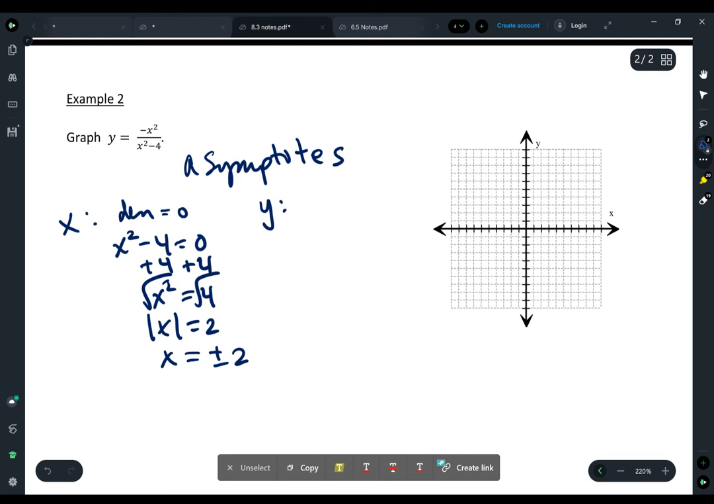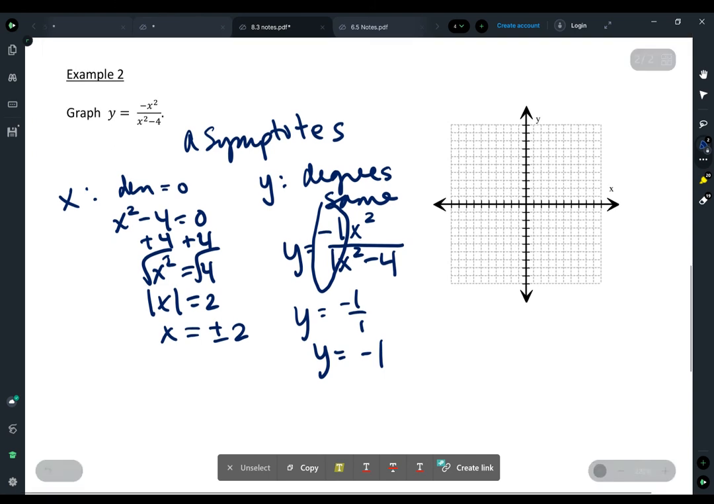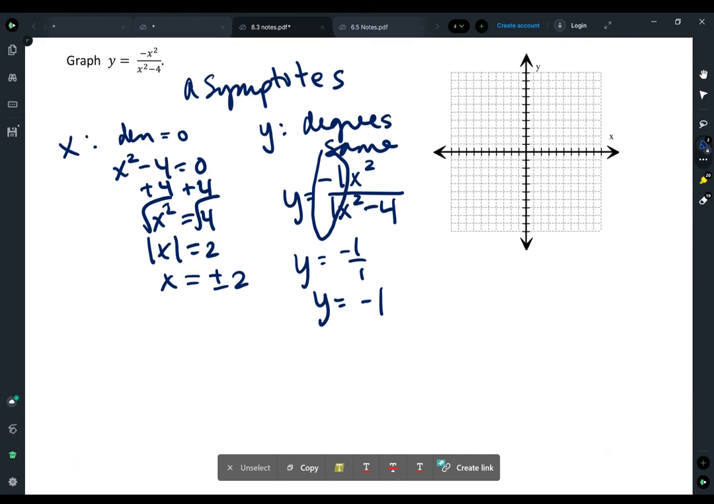For my y asymptote, I need to look at the degrees, and my degrees are the same. So when my degrees are the same, I know I make a fraction out of the coefficients. So remember, I have a negative 1x squared. Normally, I wouldn't write all of this out, but we're doing notes, so we want to have something to look back on later. And then I'm going to make a big show of circling those leading coefficients and writing y equals negative 1 over 1, which means y equals negative 1. So I always want my notes to be useful later on. I want to know where I got this information from.